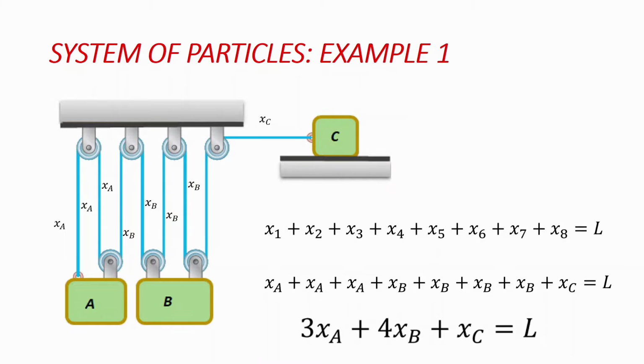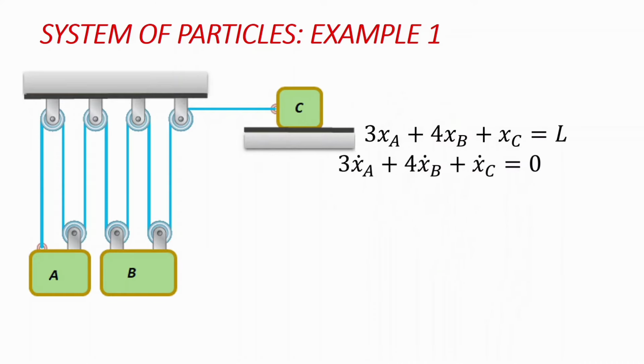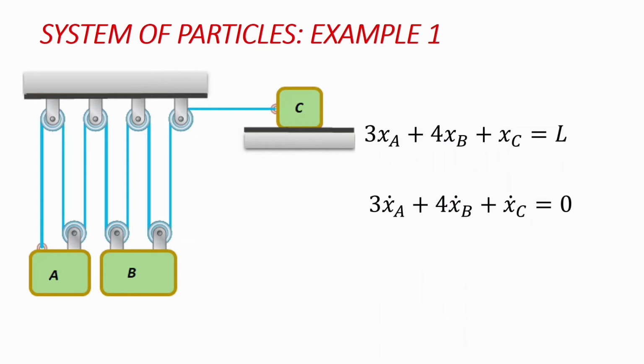So if we have this particular equation, we can quickly find the time derivative of each and all of the components of this equation. If we differentiate this equation with respect to time, we have something like this: 3 S dot A plus 4 S dot B plus S dot C equal to 0, where S dot represents the time derivative of S. So we can say that when you differentiate SA with respect to time, you have S dot A, which is the same thing as dSA/dt.